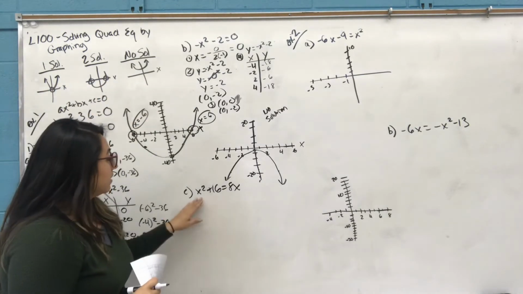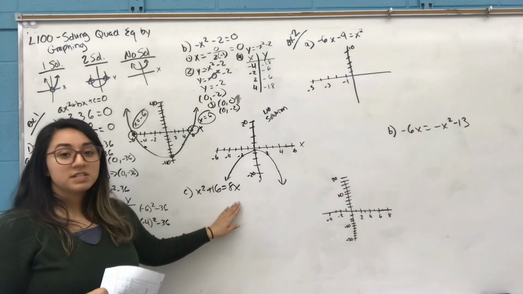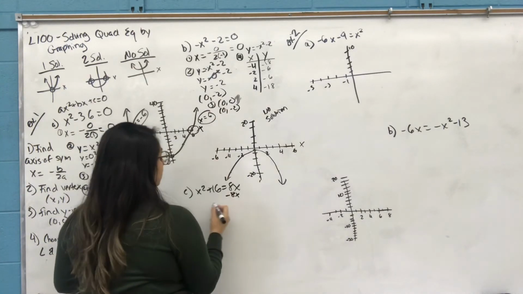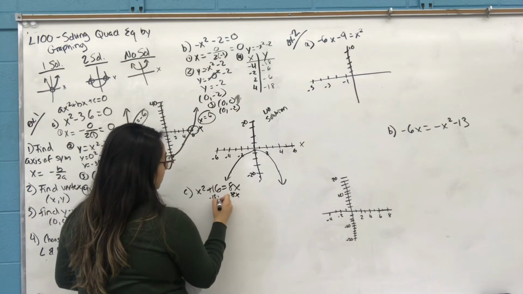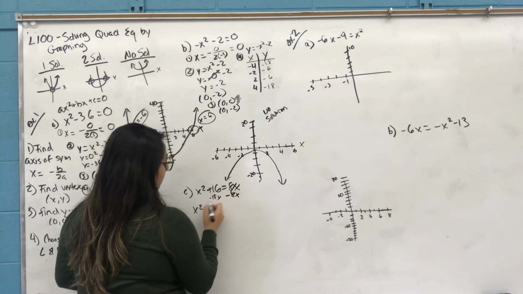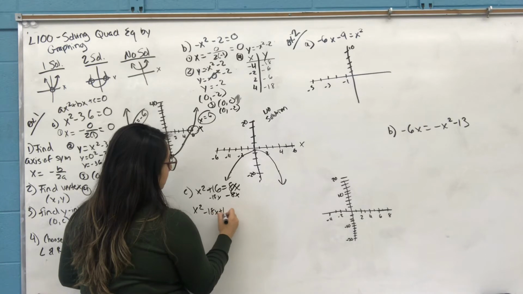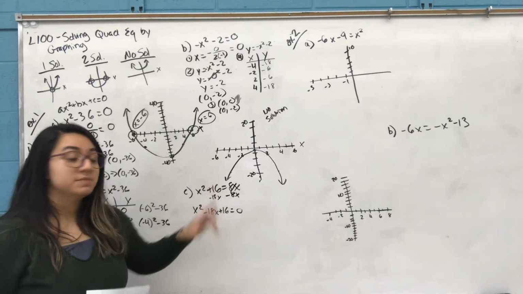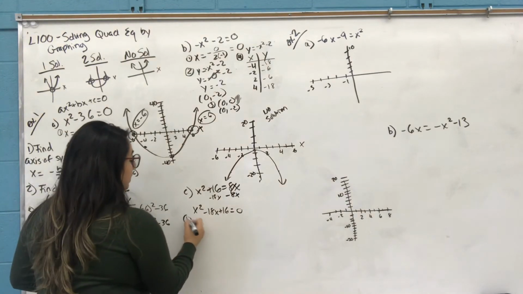See, we have x squared plus 16 equals 8x. We're going to go ahead and make sure everything is on one side. We need to make sure it's equal to 0. So now I'm subtracting both sides. I have x squared minus 18x plus 16. You can't add the 16 and -18x. They're not like terms. Now, we go step 1 again.